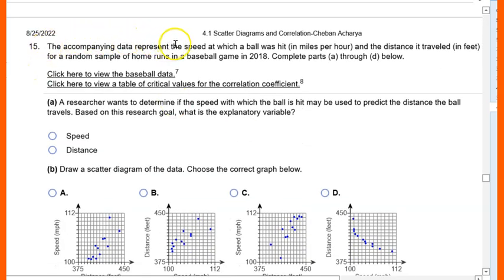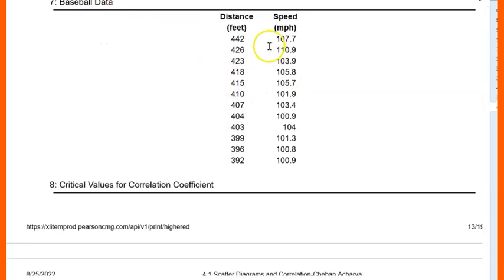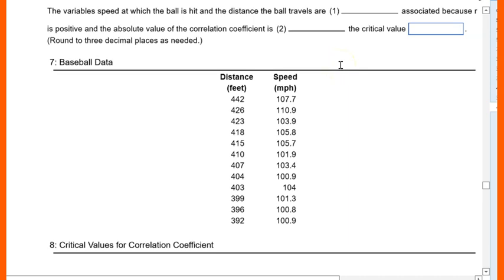Okay, the accompanying data represent the speed at which the ball was hit in miles per hour and the distance it traveled in feet. There are two variables here, speed and distance. The unit of speed is miles per hour, and the unit of distance is feet. Here is the baseball data, speed and distance. Let's see how many data points there are.